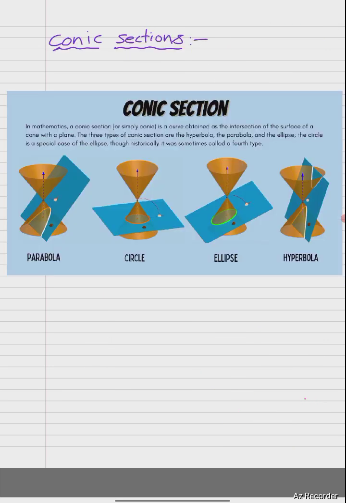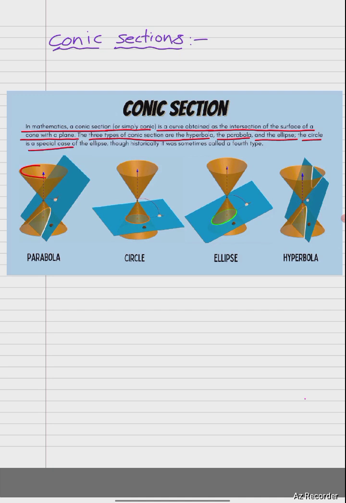Here we discuss conic sections. What is a conic section? In mathematics, a conic section, or simply conic, is a curve obtained as the intersection of the surface of a cone with a plane. The three types of conic sections are hyperbola, parabola, and ellipse, and the circle is a special case.